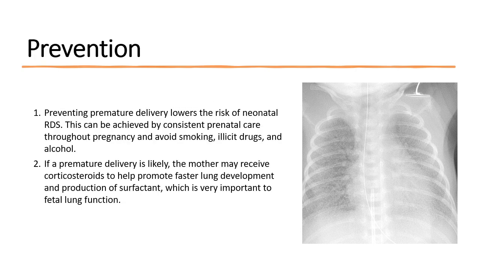How is neonatal RDS prevented? First, preventing premature delivery lowers the risk of neonatal RDS. This can be achieved by consistent prenatal care throughout pregnancy and avoiding smoking, illicit drugs, and alcohol. If a premature delivery is likely, the mother may receive corticosteroids to help promote faster lung development and production of surfactant, which is very important to fetal lung function.